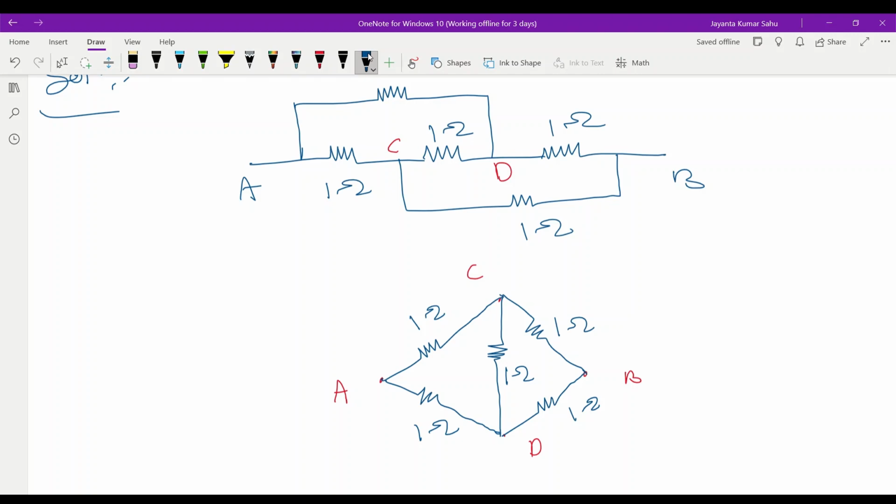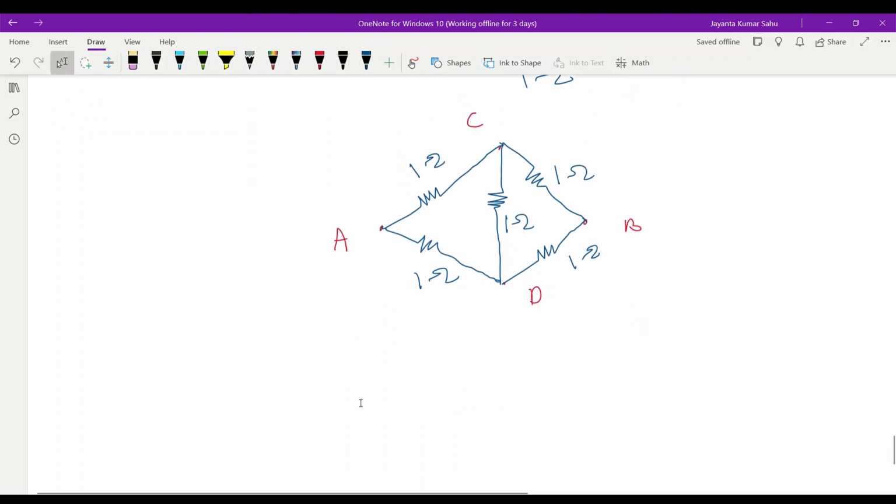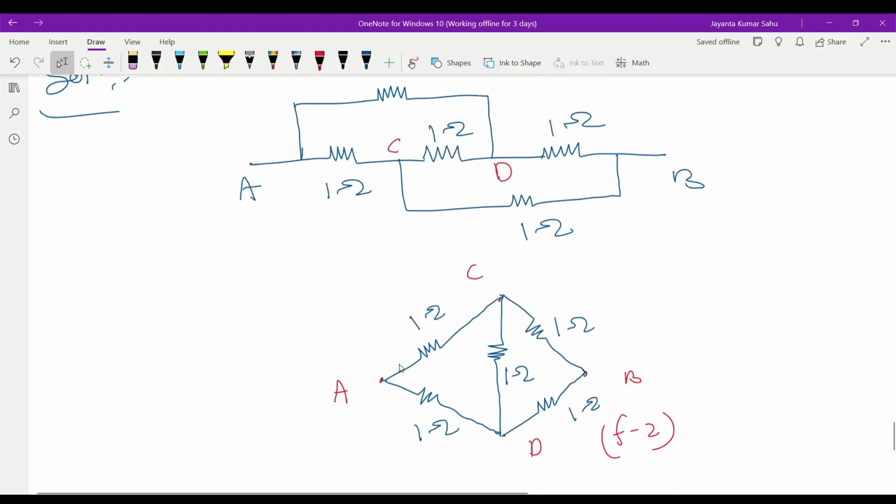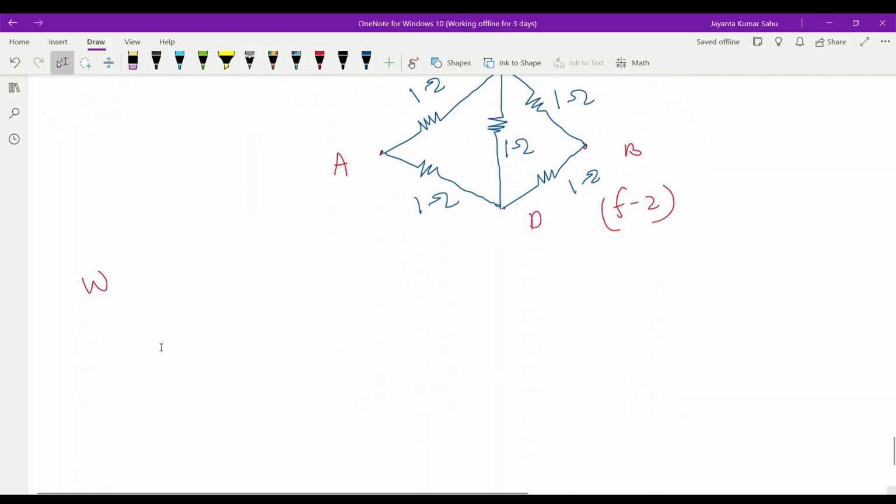In this problem, how will we solve? If we get this type of problem, what will we do? We will apply the Wheatstone bridge principle. This is the third method. The Wheatstone bridge principle. We discuss it here first. What is the Wheatstone bridge principle? Let this be figure number 1, figure number 2. This is figure 1. Wheatstone bridge principle.